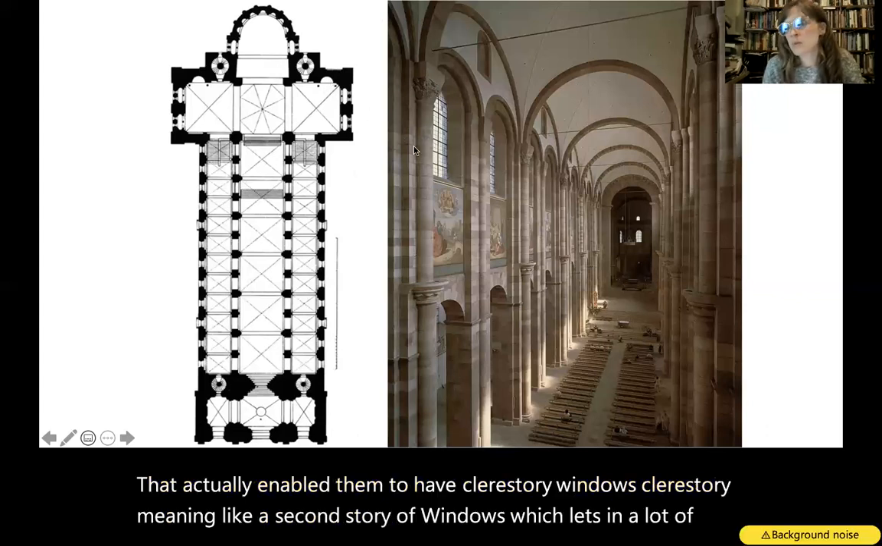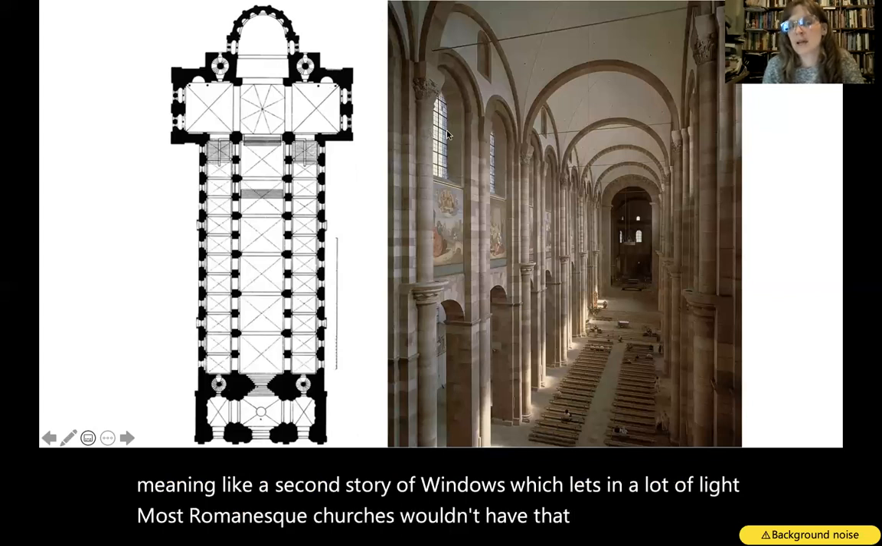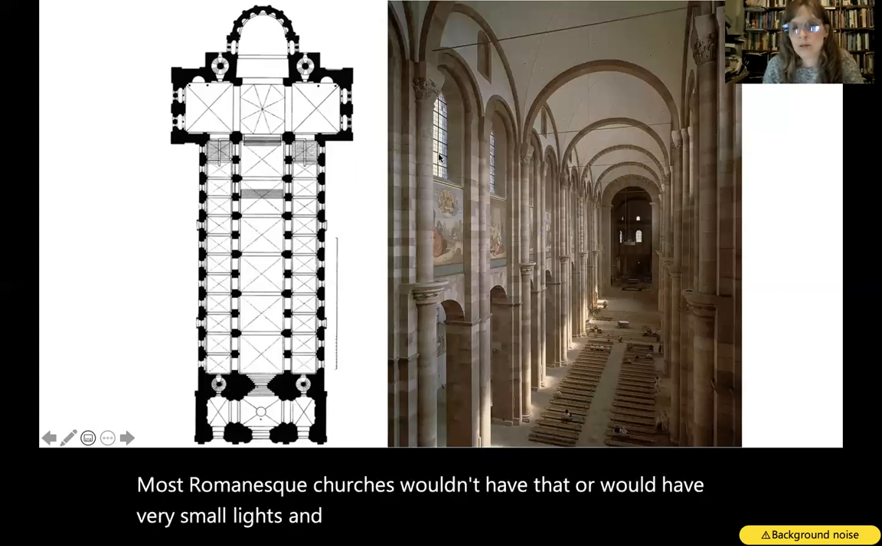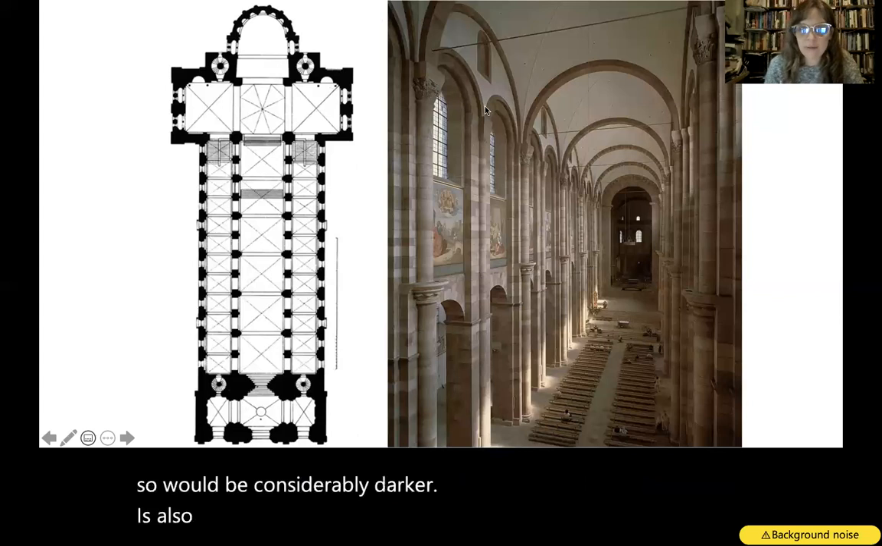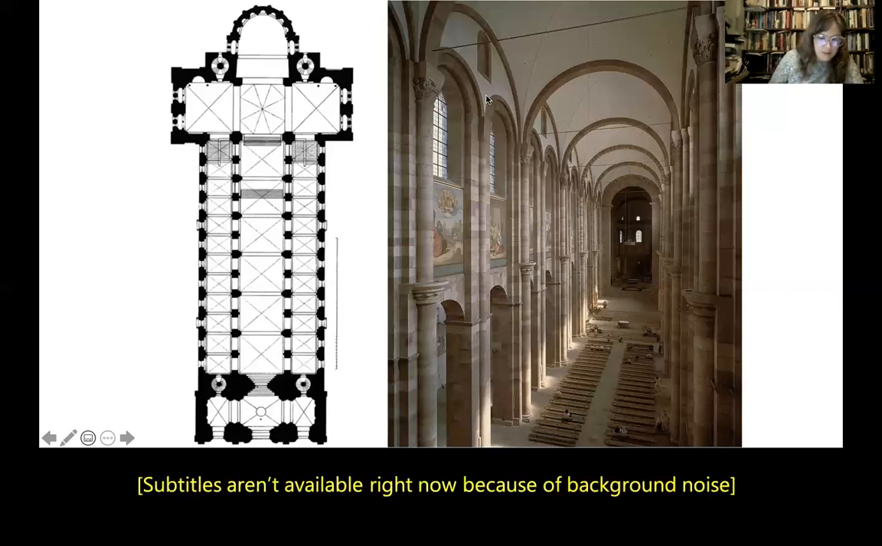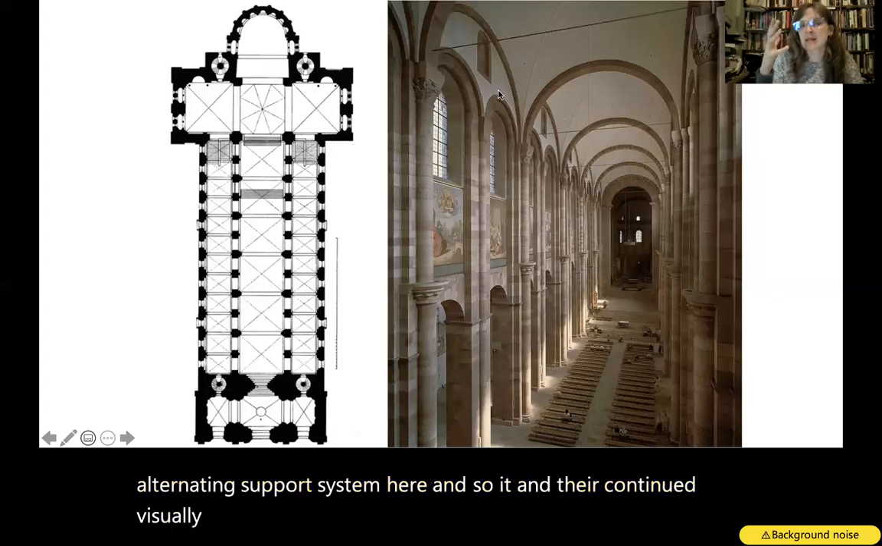Most Romanesque churches wouldn't have that, or would have very small windows, and so they'd be considerably darker. This also emphasizes height because you have these columns, a kind of alternating support system, and they're continued visually up here. So it emphasizes height.